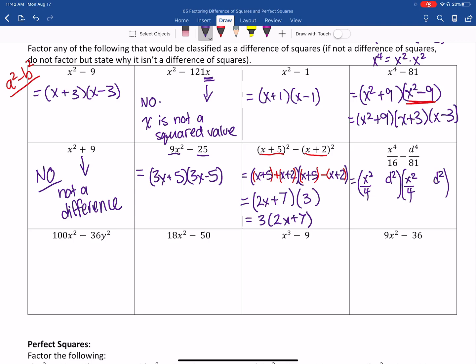We do the same thing with the 81. The 81 is 9 times 9. And then 1 is positive and 1 is negative. Did you stop here or did you keep going? Can we keep going?